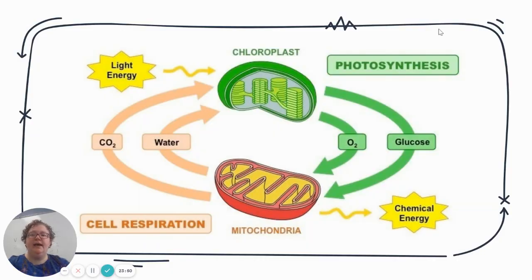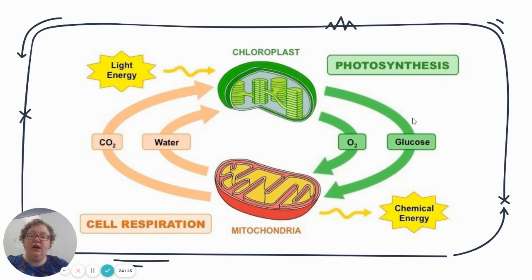So let's take a look at this diagram. So here's a chloroplast, right? That's where photosynthesis is going to happen. Photosynthesis is going to take in carbon dioxide. It's going to take in water, right? Those are going into the process, along with light energy. As a result, the chloroplast is going to create glucose, right, which is sugar. It's going to produce oxygen.